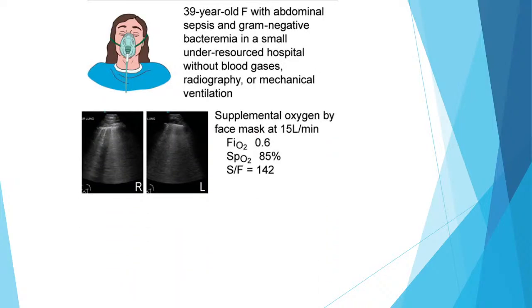Next, a 39-year-old female with abdominal sepsis and gram-negative bacteremia in a small under-resourced hospital without blood gas, radiography or mechanical ventilation. They did an ultrasound, this is the ultrasound picture. Supplemental oxygen was provided by the face mask that was available there. Face mask at 15 liters will give approximately FiO2 of 0.6, because 15 times 3 is 45, 20 plus 45 is approximately 65. So 0.6 we will take, and SpO2 is 85. So your SF ratio is 142. Amit, what category will this come under?